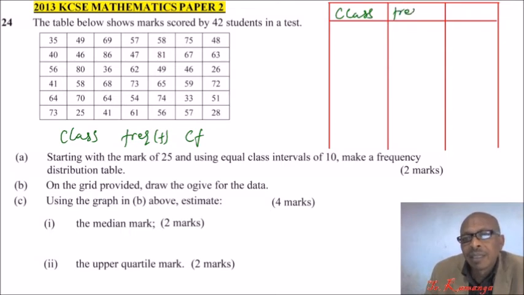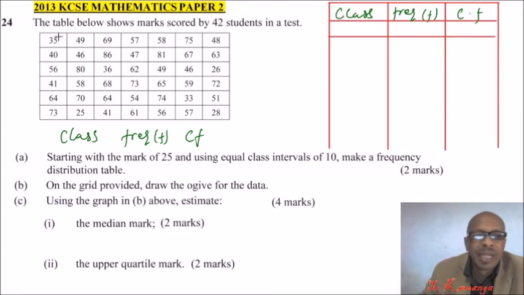This is frequency, and this is cumulative frequency. So we are going to start with the first one. Let's have the row there, and we are supposed to start with 25. So across interval 10, you have 25 to 34. We count how many marks were in between 25 and 34. So we check in our table.